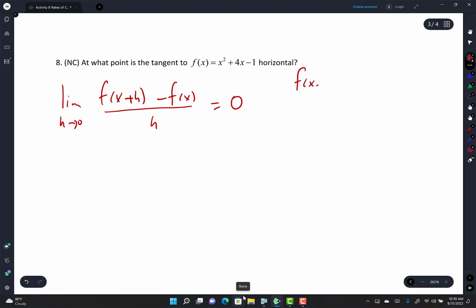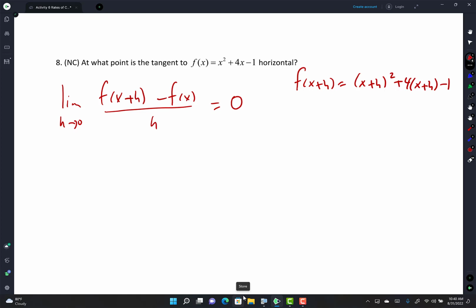Get f of x plus h: x plus h squared plus 4 times x plus h minus 1. Go ahead and expand it. Do all that stuff where you cancel out terms, and you're going to get an expression just in terms of x. Set that equal to 0 and solve for x. At those values is where you have horizontal tangents. That makes sense?